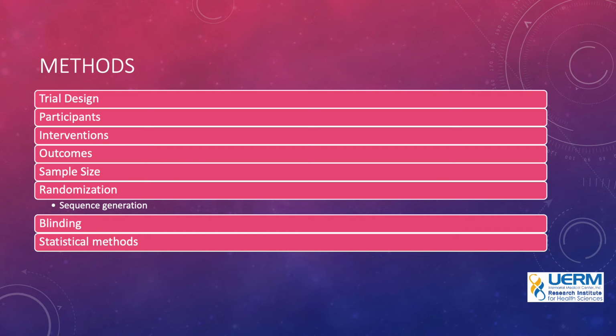So under the methods, we have the trial design, participants, the interventions, the outcomes, and the sample size. Of course, this is important in randomized clinical trials, the randomization, wherein we usually have the sequence generation, which is a method of generating the allocation sequence. For example, the usage of computer-generated random numbers, among others. We have also the blinding and the statistical methods. So blinding of the outcome assessors, blinding of the participants, and the caregivers.